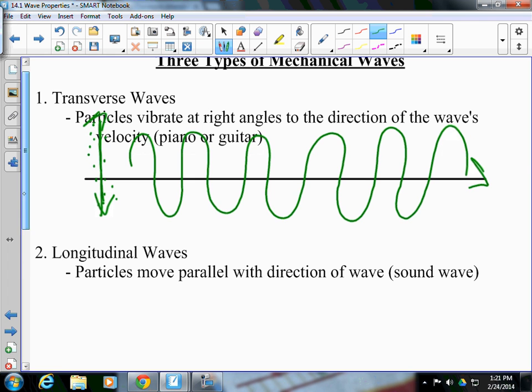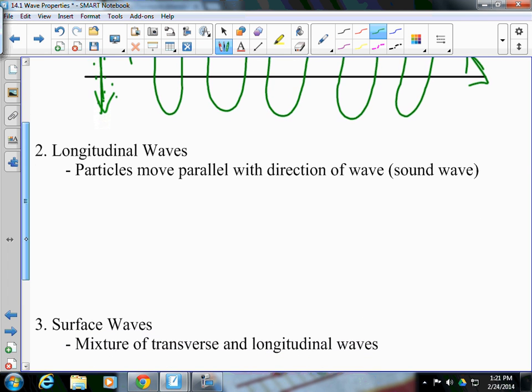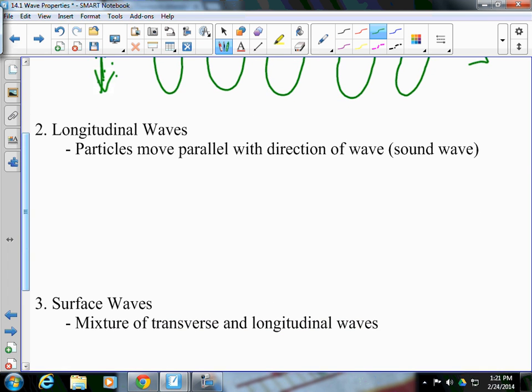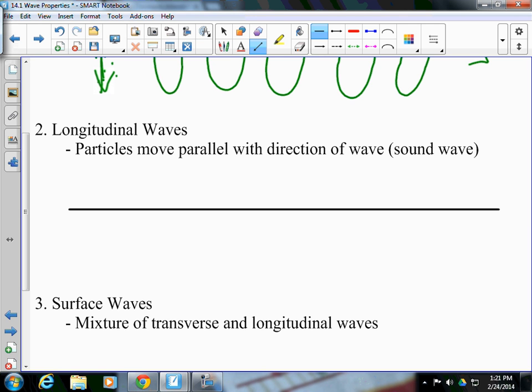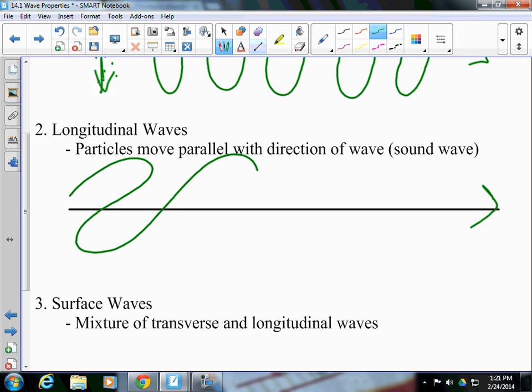The second type of wave we have is a longitudinal wave. In a longitudinal wave, the particles move parallel with the direction of the wave. An example of a longitudinal wave is a sound wave. So we take the same example here. The wave is moving in this direction, but this time, instead of going on the y plane, we're going to stay on the same axis.